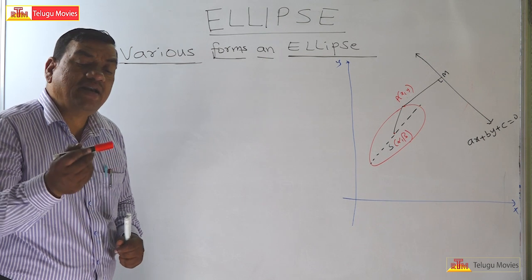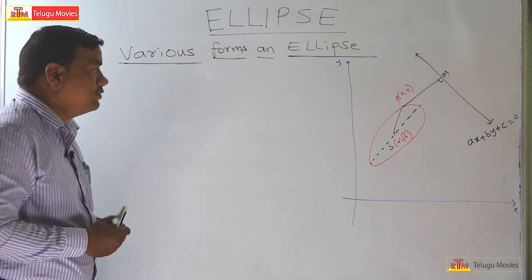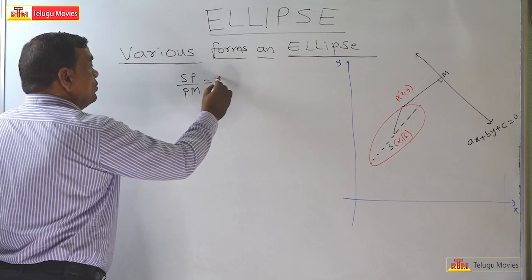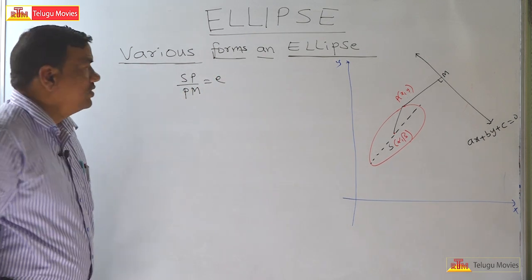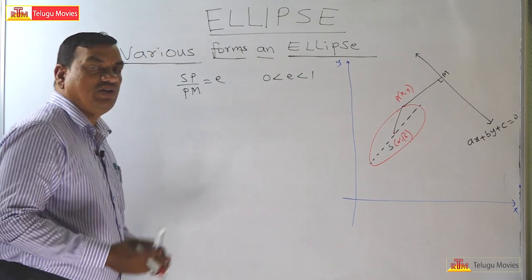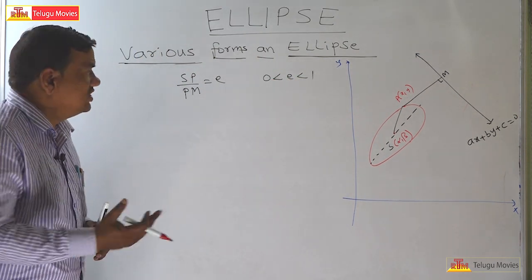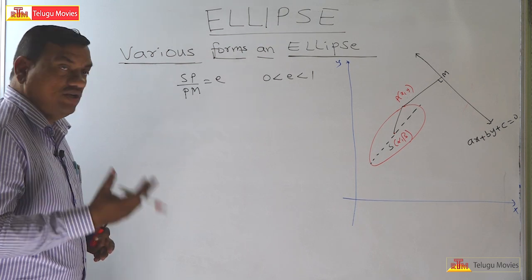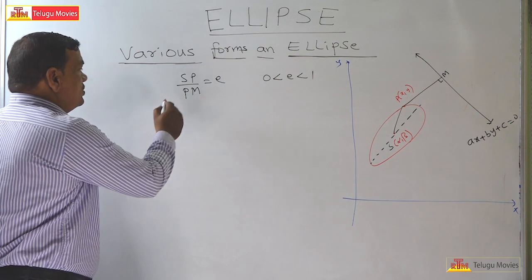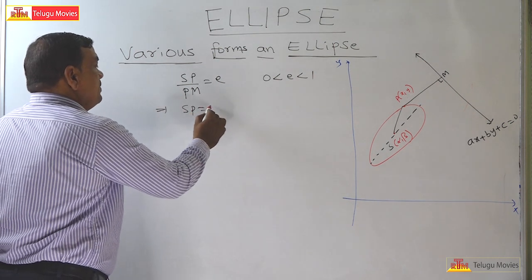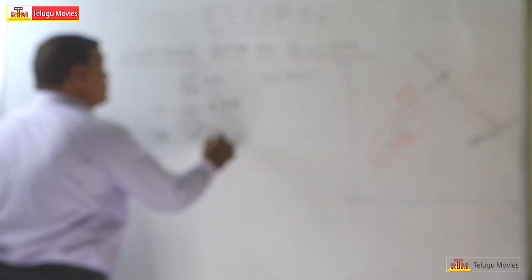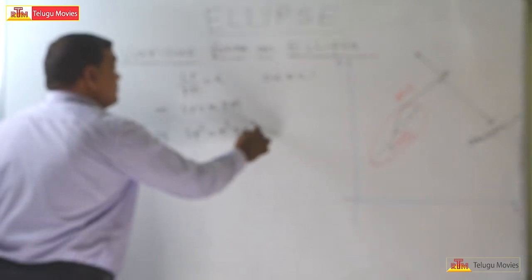Okay, now by definition we have SP by PM is equal to e, that is eccentricity, where the eccentricity is 0 less than e less than 1. Between 0 and 1, the eccentricity is less than 1. For a parabola, e is equal to 1. General procedure we will go. So this implies SP is equal to e PM. So this is SP square is equal to e square PM square.